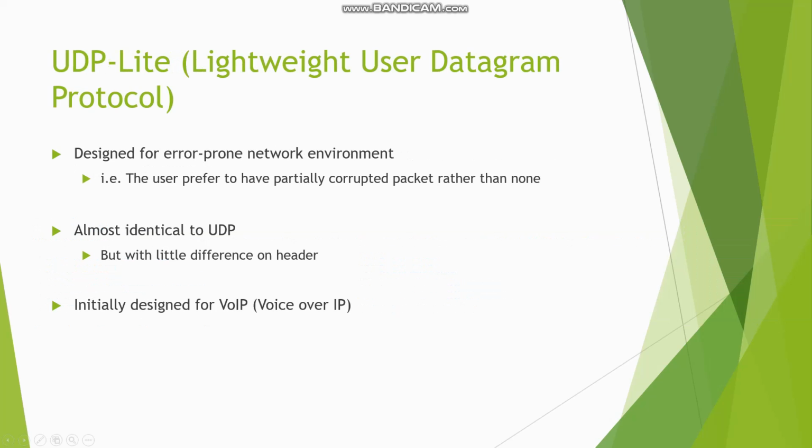UDP Lite. UDP Lite stands for Lightweight User Datagram Protocol. It was designed to serve applications in error-prone network environments that prefer to have partially damaged payloads delivered rather than discarded. If this feature is not enabled, then UDP Lite is semantically identical to UDP. It's initially designed for multimedia such as VoIP, Voice over IP, since sometimes users may want to receive a partially corrupted packet rather than no packet, while UDP and TCP will discard such a packet.